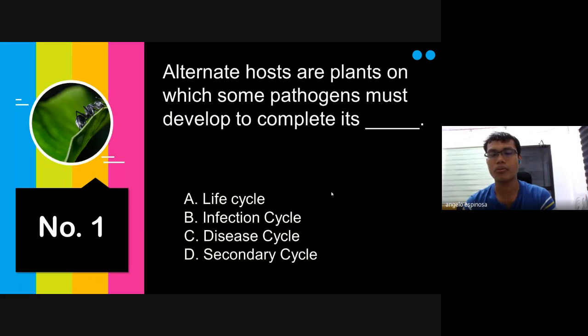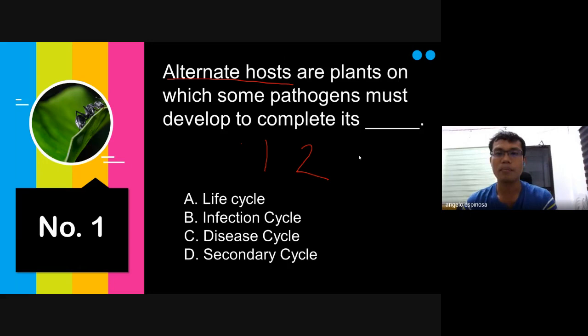So the question is: the alternate hosts are plants on which some pathogens must develop to complete its blank. Letter A, life cycle; B, infection cycle; C, disease cycle; letter D, secondary cycle. When you talk about alternate host, meaning pag merong existing na host, meron ding isa pang host. Kumbaga, meron kang reserbang host. That's what we call alternate host. Meron kang substitute if ever the primary host will diminish.